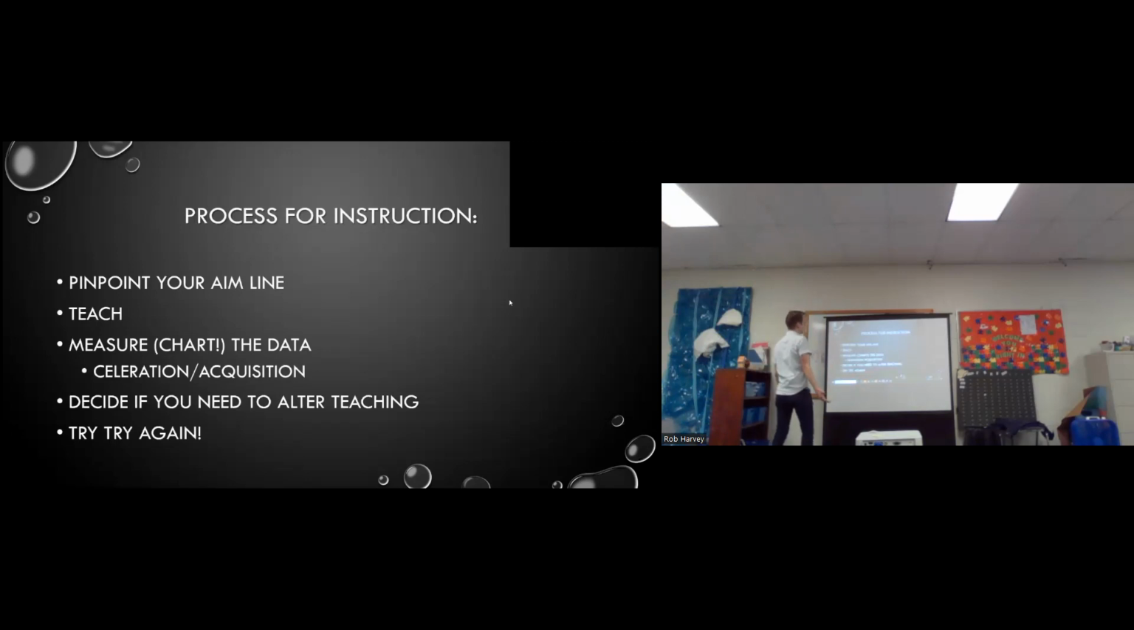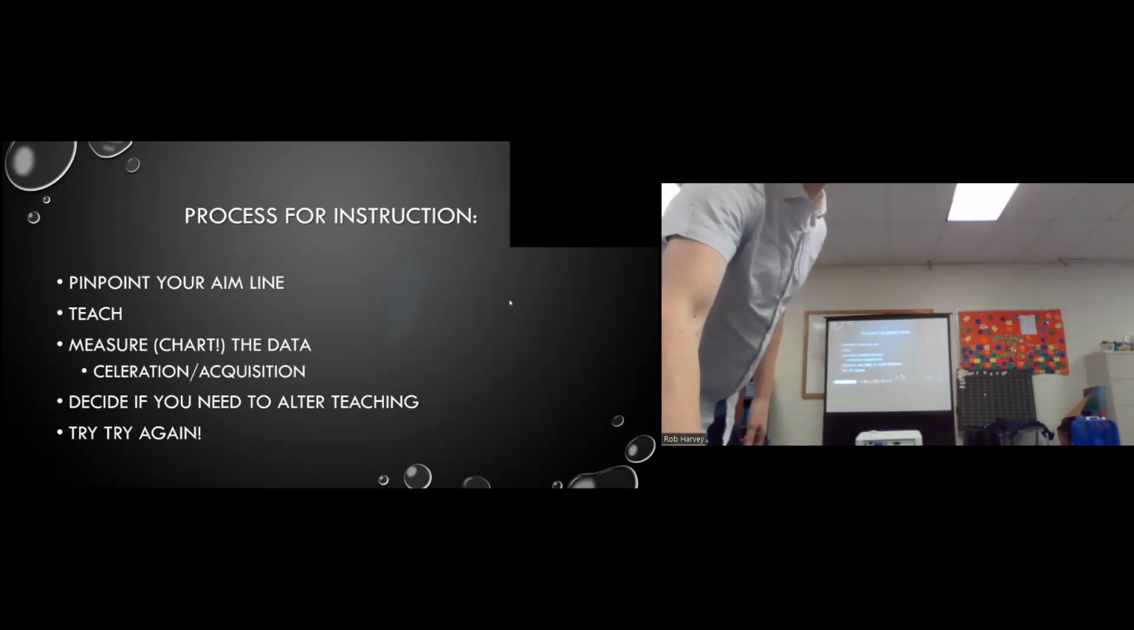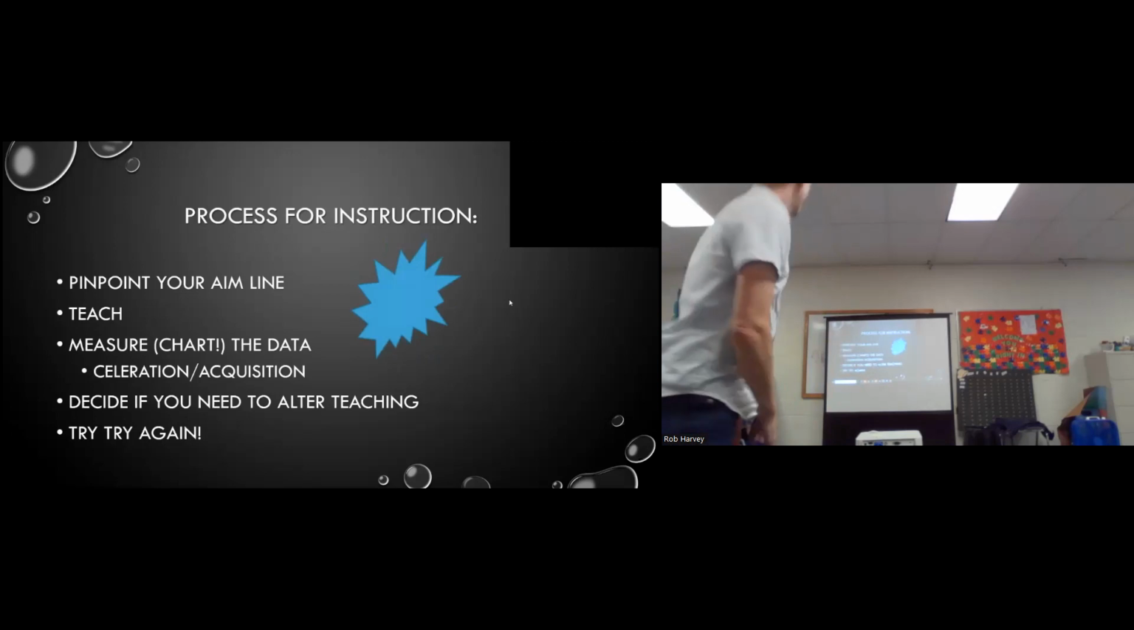So this is the precision teaching instruction process, which is just another version of what we've already talked about. They pinpoint their aim line, so where are we shooting for? They teach, they measure it. If the data are not going up, if they're going down or staying the same, then they figure out what they need to do to change it. They're not going to wait or say, "5 more weeks and then we'll revisit." They try again, so they consistently think about that. Use the data.